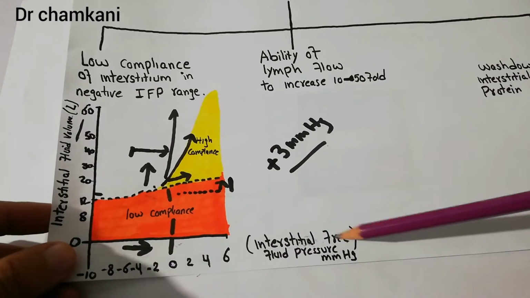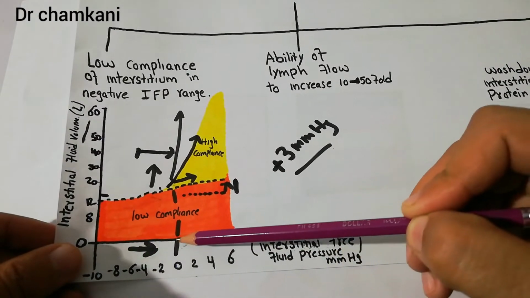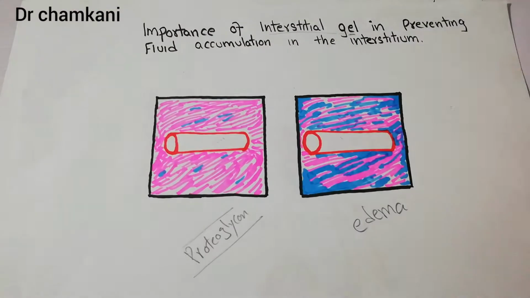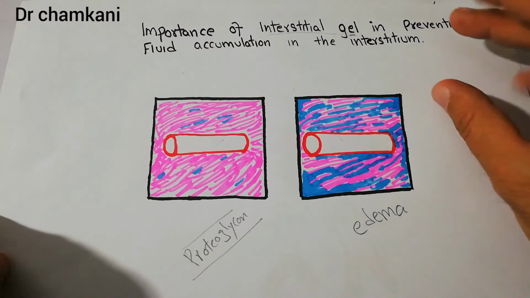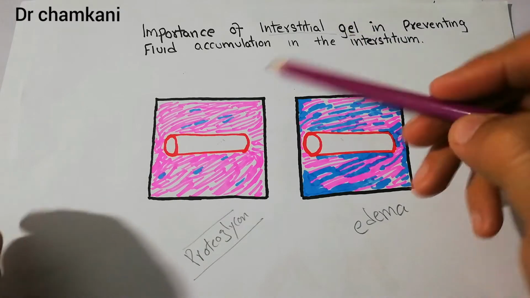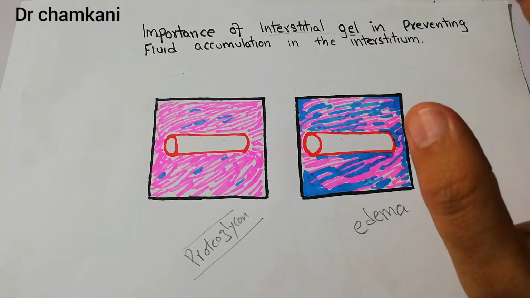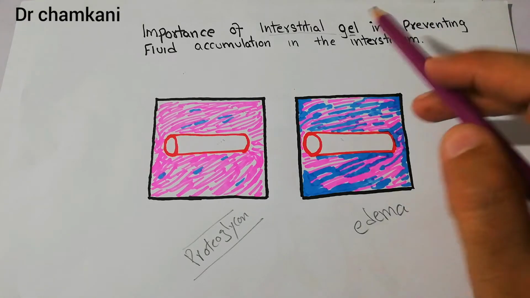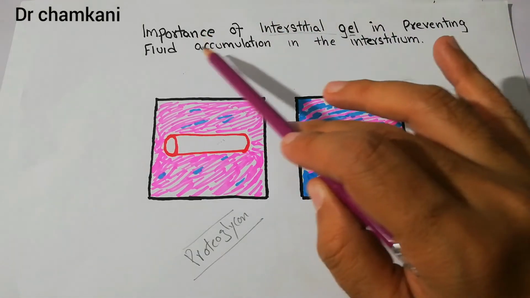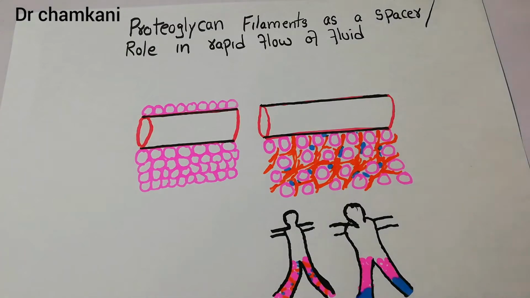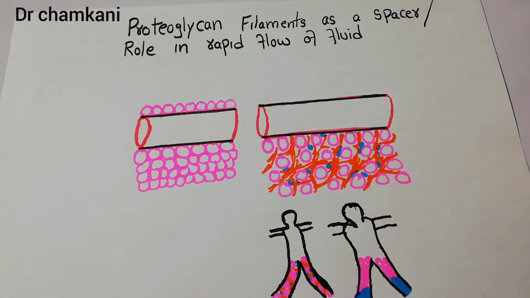When this interstitial fluid pressure turns from the negative range into the positive zone, there is rapid collection of fluid in the interstitium. This is something we discussed in detail in the last few lectures. Now, the interstitium is in the gel form due to the proteoglycan filaments, and the gel form has its advantages in preventing edema and in preventing fluid accumulation. But the interstitial proteoglycan filaments also have two other advantages in preventing edema.